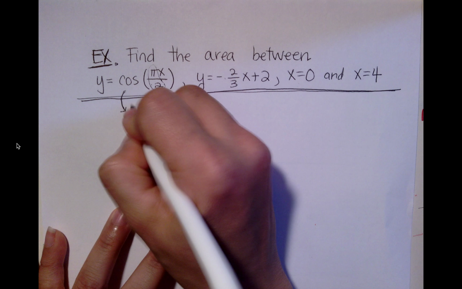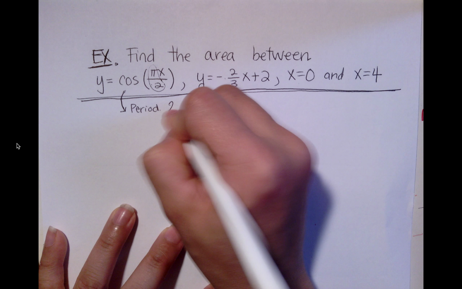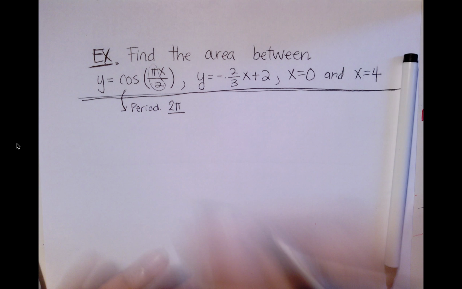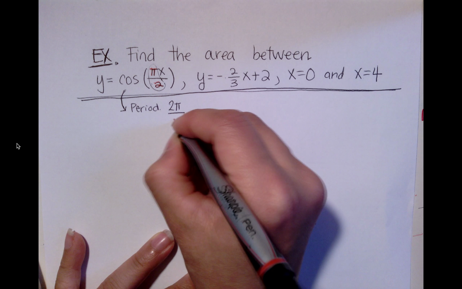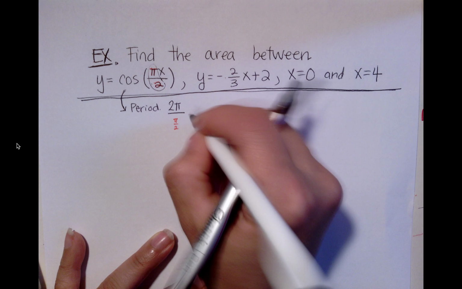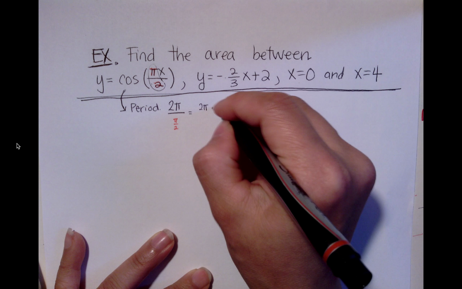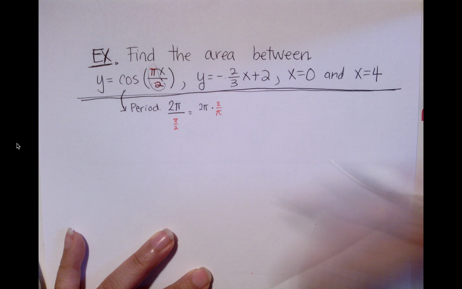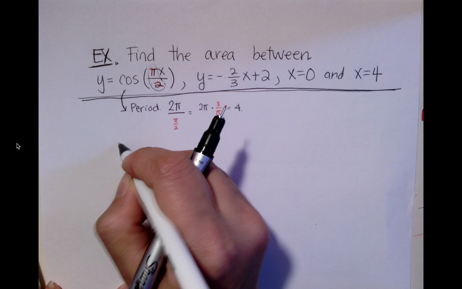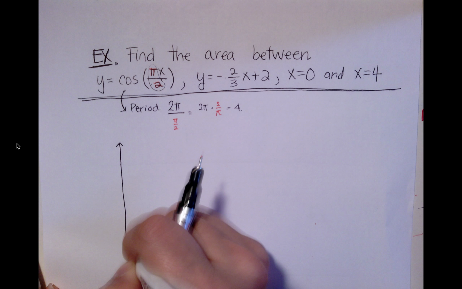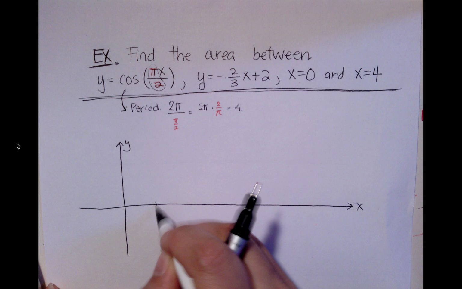So I'm just going to try to find the period of the transformation. We take 2 pi, and we're going to divide by pi over 2, just to see what this function looks like. So here's the pi over 2. And this gives me 2 pi times 2 over pi. So the period of my new function is actually 4. So let's do a quick sketch of this version of cosine.